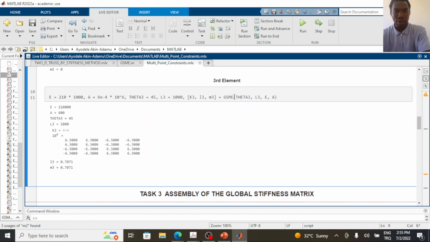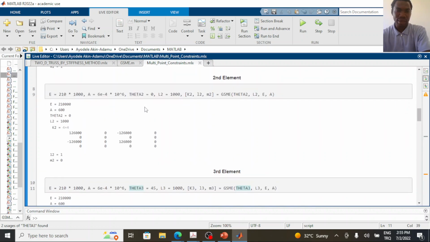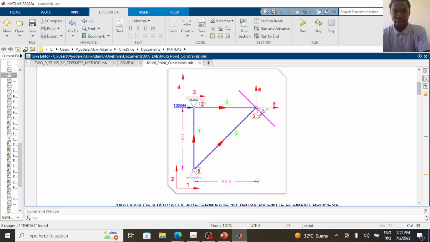The same thing is also done for element three. A is defined. Theta three here is defined as 45 degrees. So the angle between element three and the positive horizontal axis is 45 degrees. And we're taking measurement from node one because node one is our start node. We always take measurement from the start node. So based on our arrow definition, our start node is one. That's why we're taking measurement from node one, and the angle between the horizontal axis and the element is 45 degrees.